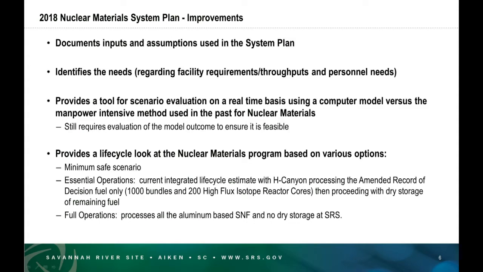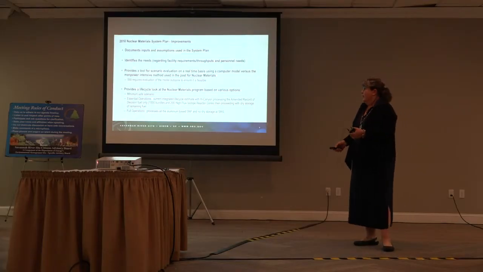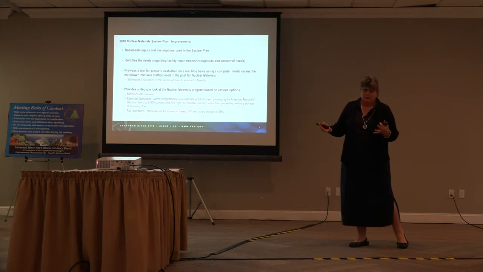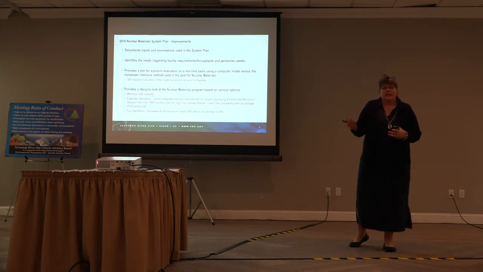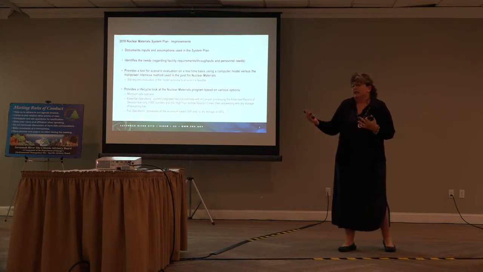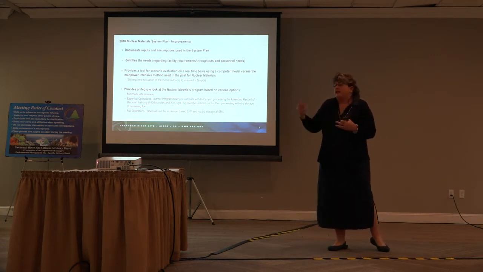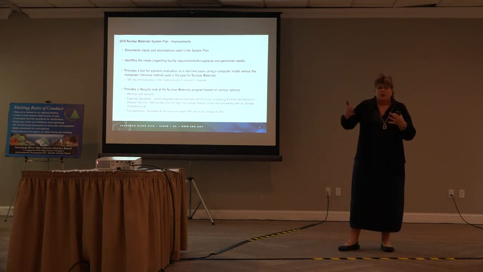So basically, the system plan documents our inputs and assumptions of what we're using for our program. So it kind of gives a framework or a roadmap of the program and what has to be done. The biggest thing that it's going to do, and it's not just a paper document, this is a computer model. So it allows us to run scenarios. And these are strategic scenarios of if you've got X number of people, what more could you do? If you got X amount of money, it lets you run those kinds of scenarios to see what would happen.